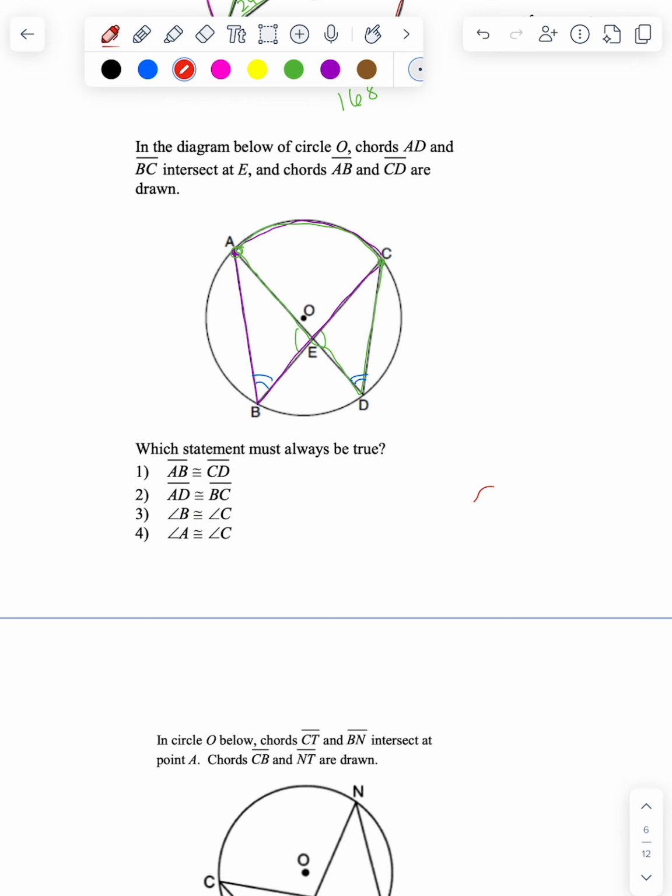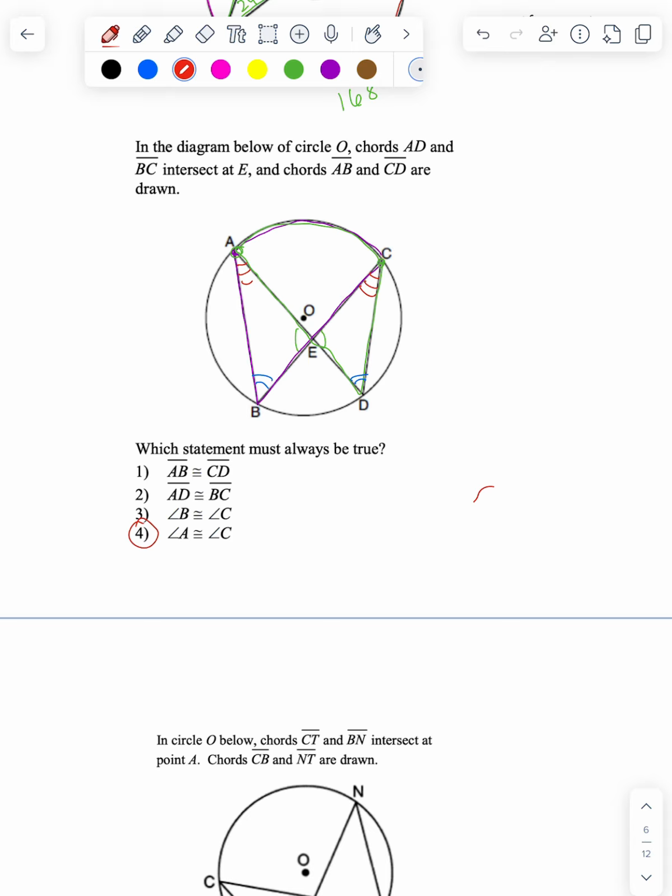They both intercept arc BD. And another way that you can figure out that angle A is congruent to angle C is if you already have two pairs of congruent angles in the triangles, the third pair of angles also has to be congruent because there's only one measurement it could be to make the 180 degrees that a triangle needs to be. So answer choice 4 is the correct answer.